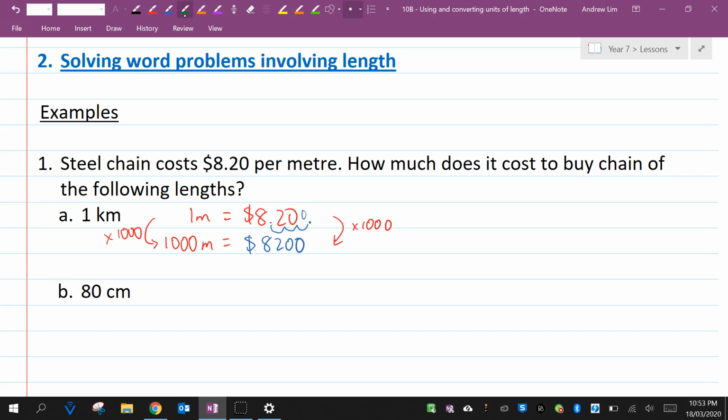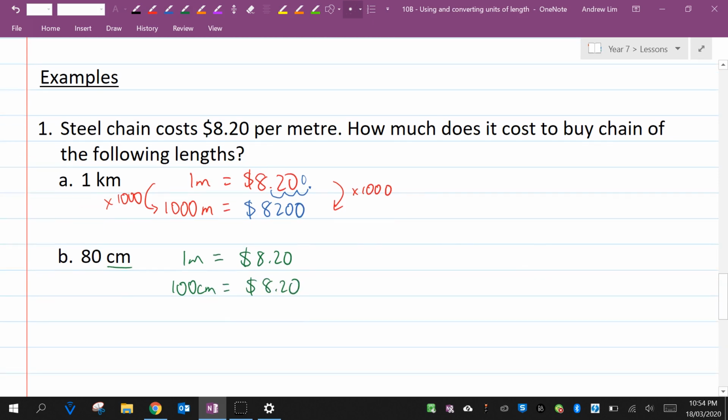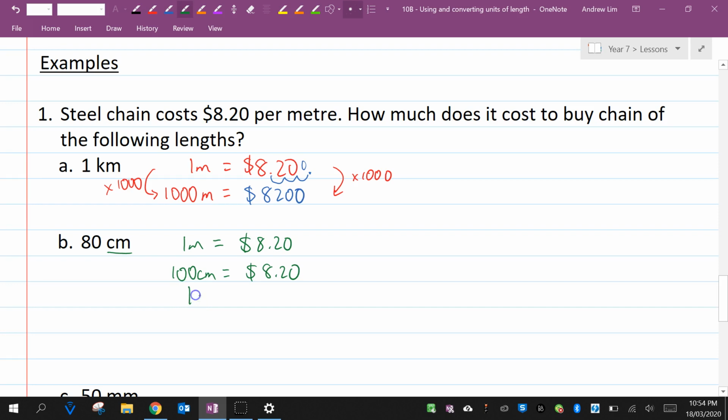If I want to buy 80 centimeters worth, so 1 meter is $8.20, but I want 80 centimeters. So what I might do is I might just convert that 1 meter into 100 centimeters. So 100 centimeters is still $8.20, because it's exactly the same length. But I want 80 centimeters. So what I could do, which is called the Unitary Method, I can work out how much 1 centimeter costs, and then I can just times that by 80 to get 80 centimeters worth.